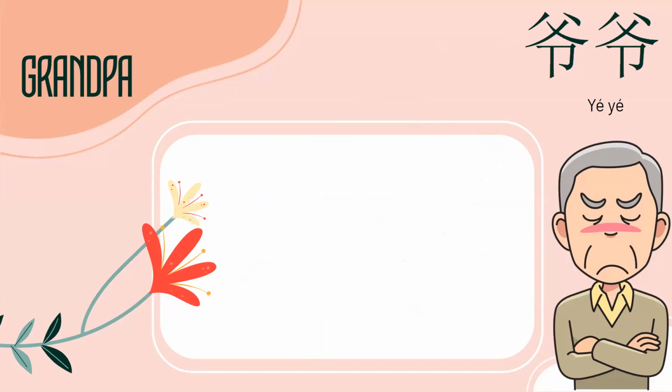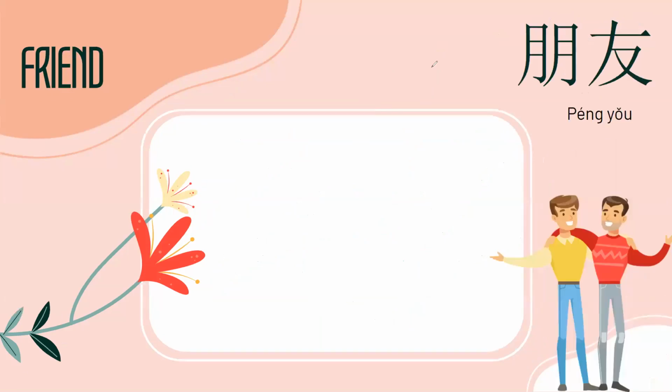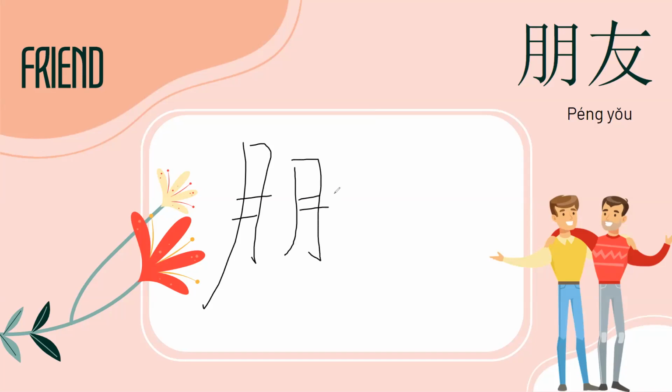Okay. So I realize class has gone over a little, but it's okay. We'll try to speed it up now. So this is our last one. It's 朋友. So we have two moons, two yue next to each other. So that's 朋. And then 友 is like a slanted cross thing.